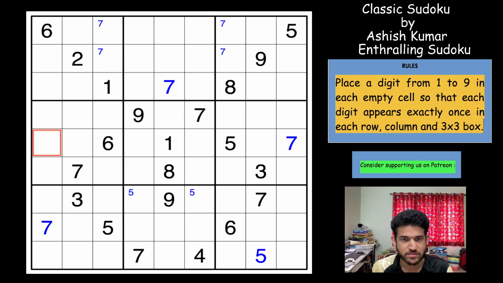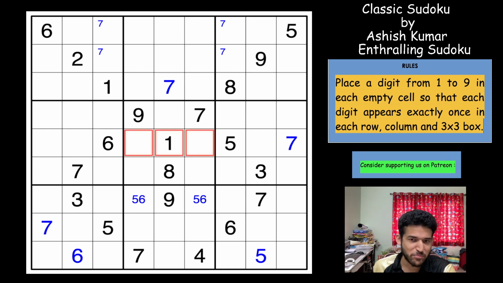Maybe 6. 6 in column 2 has to go here, only cell, and 6 is not here, 6 is not here, so that gives 6 here, and which is really nice. Now we have narrowed down 2 cells and identified just 2 possibilities in them. So it becomes a pair, a hidden pair. All right.